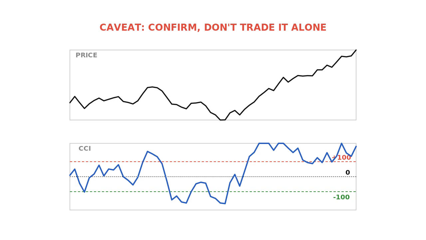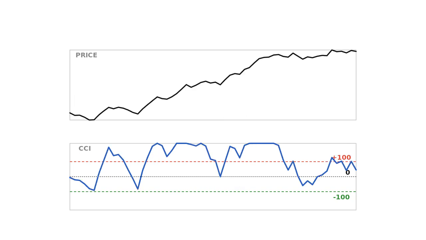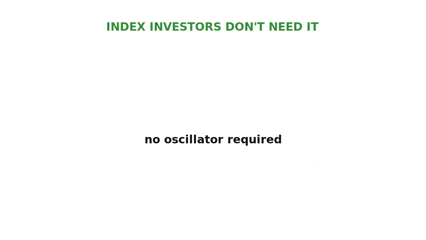And the final note you can predict by now. None of this is required for the long-term investor. If you're buying a broad index fund every month and holding for decades, you never need to glance at a CCI or any oscillator because you're not timing momentum at all. This is a tool for the active trader reading a single stock, not a requirement for building patient wealth.